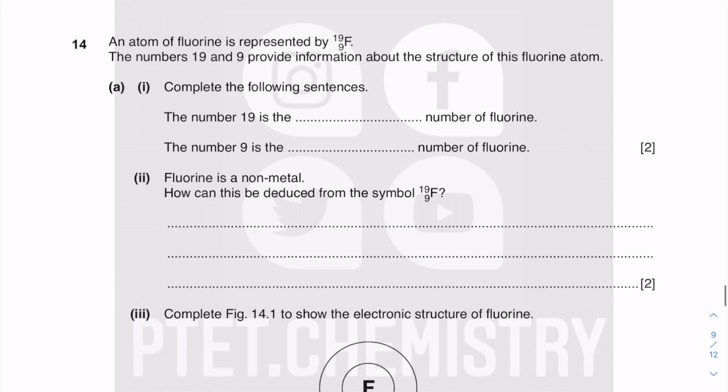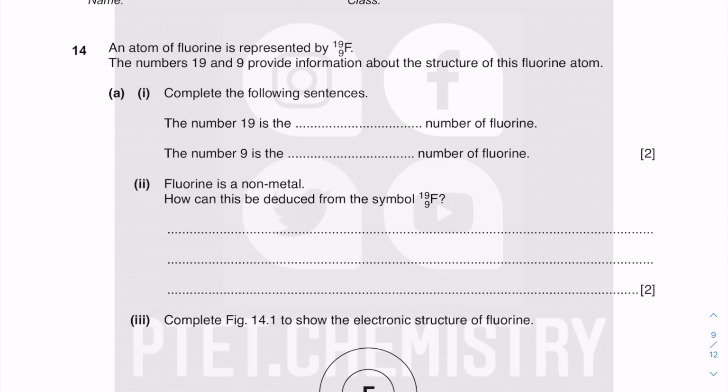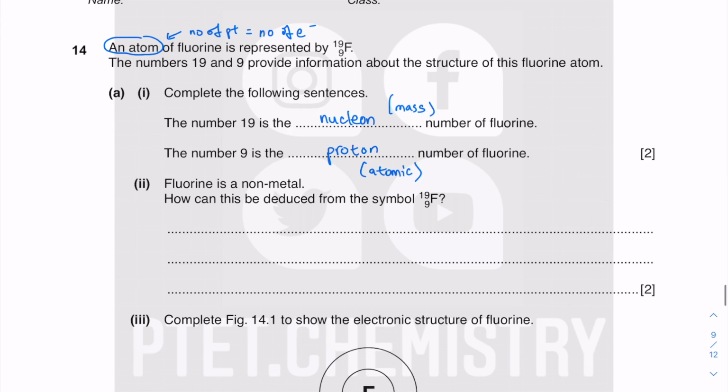Question 14. An atom of fluorine, one atom. When you have an atom, the number of protons is equal to the number of electrons. International format, 9 is at the bottom. So 9 is what you call the proton number. If you want, you can use the term atomic number. They will both give you the correct marks. The one on top is what you call the nucleon number. If you want, you can use the term mass number. Both of these are definitions again and again.